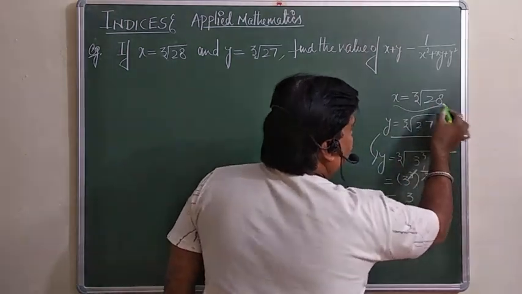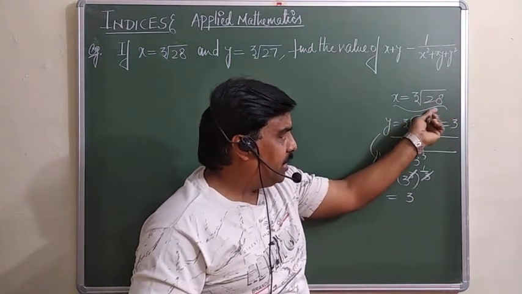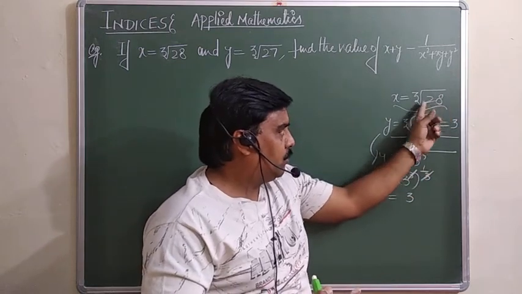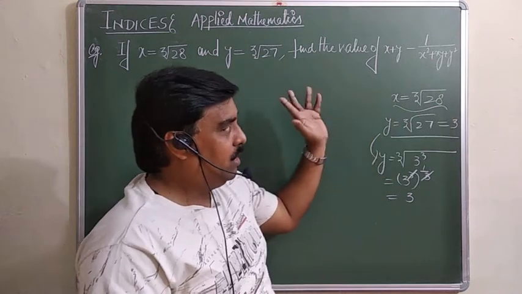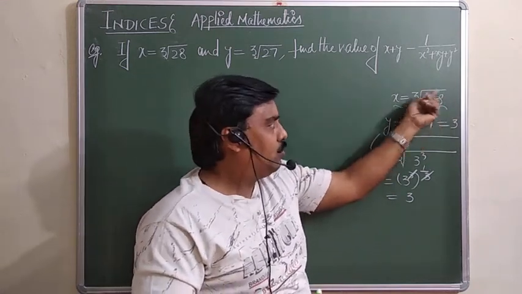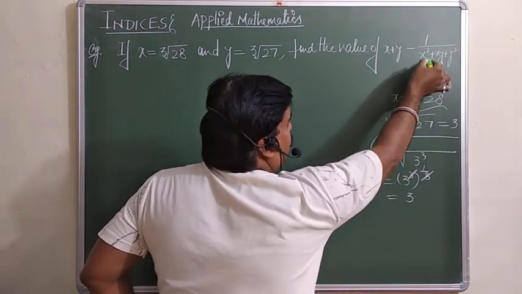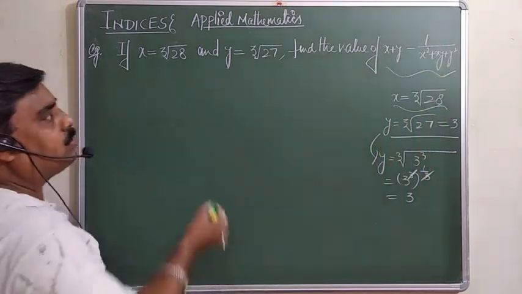But this 28, you cannot factorize it in a way that you get the same number 3 times in a group. Because 28 is 2 into 7, so only two 2s are there and one 7 is there. So that cannot make a group of 3 numbers. So directly you cannot put the values here. So what we will do, we are supposed to solve this one smartly.